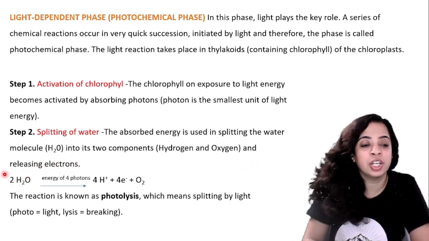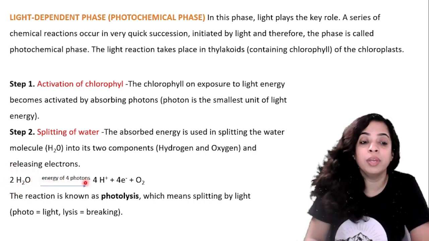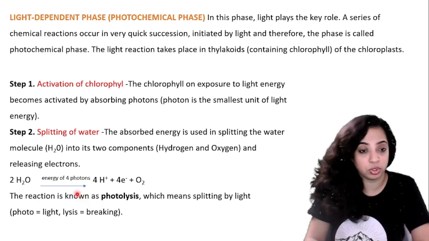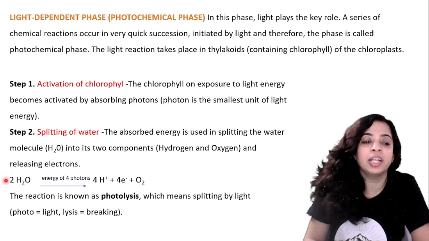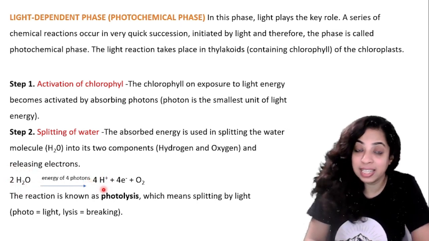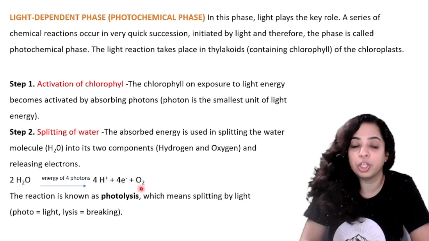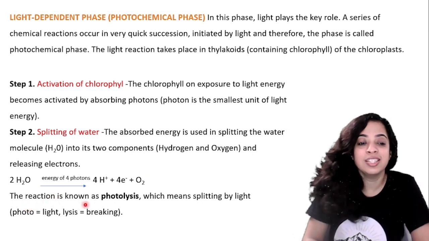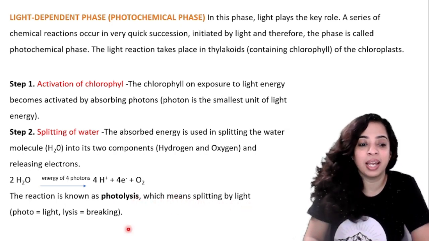So see the reaction here. Two molecules of water is absorbing how many photons? Energy of 4 photons. Okay. So the energy of 4 photons is helpful in splitting two molecules of water into 4 H plus ions, that is hydrogen ions, 4 electrons and 1 oxygen molecule. This reaction is known as photolysis. Lysis means breaking. Okay. So which means splitting by light. So photo means light and lysis means breaking.